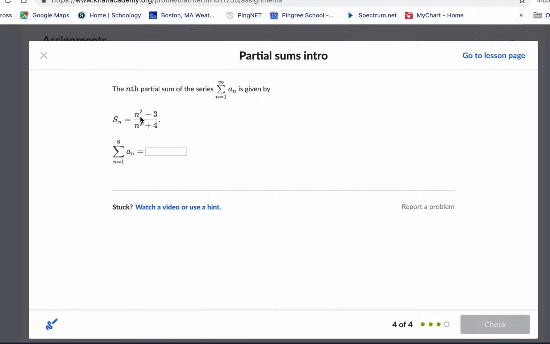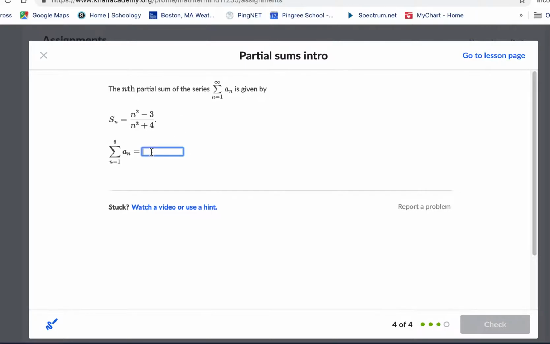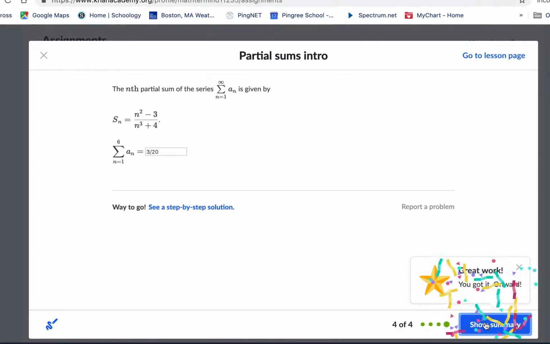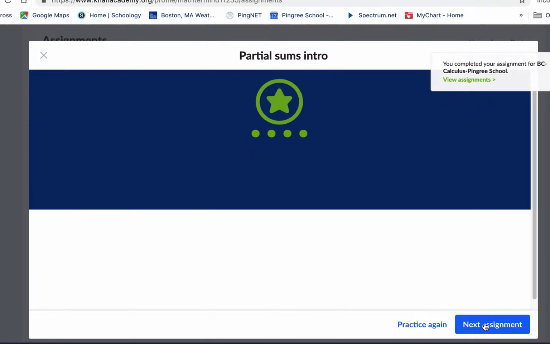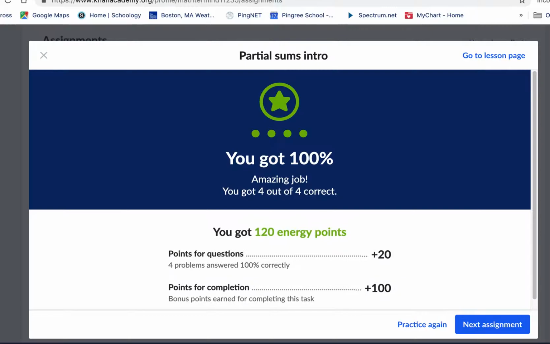If I plug in 6 there, I get 36 minus 3 is 33 on top. Plug in 6 there, I get 216 when I cube that. Plus 4 is 220. 33 over 220, I can take out an 11, and I get 3 over 20. 3 slash 20, and that is good. Okay, so I'm done with that one. I'm going to go on to the next one.